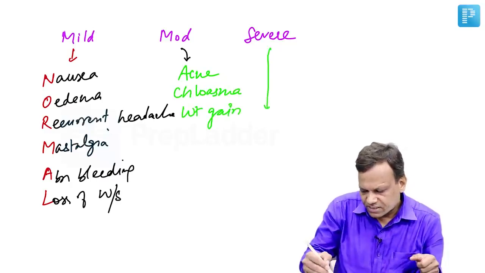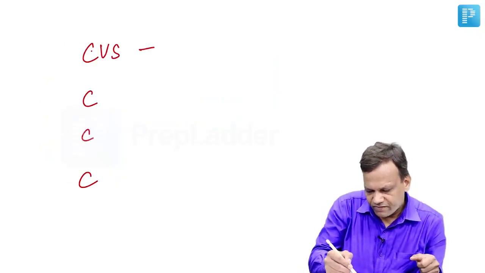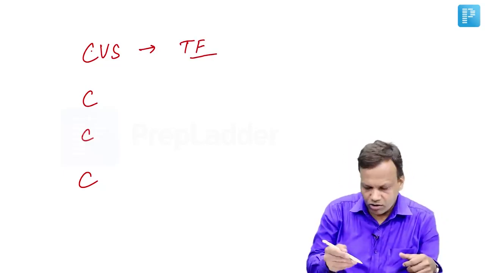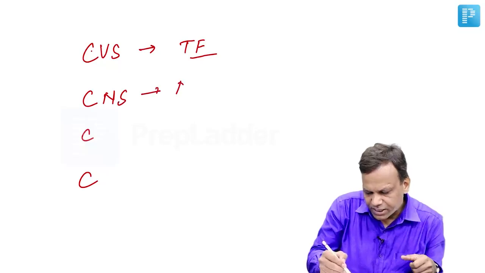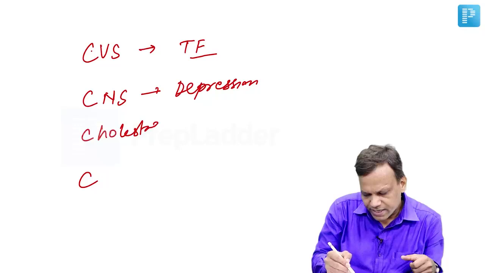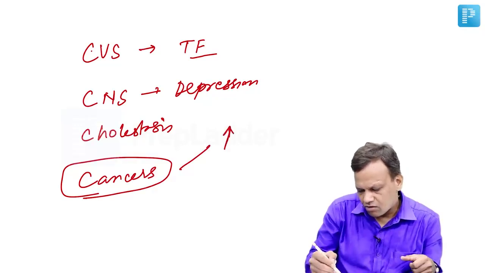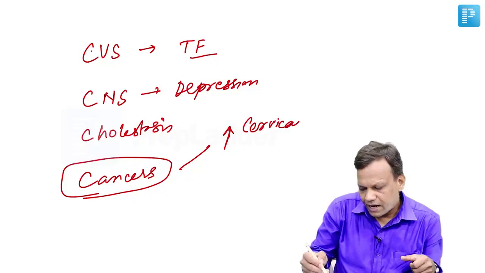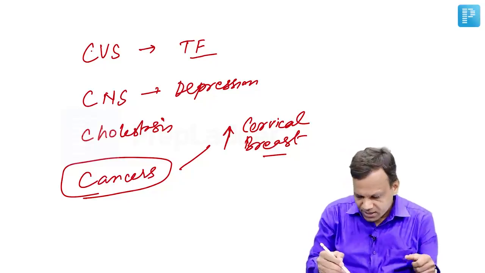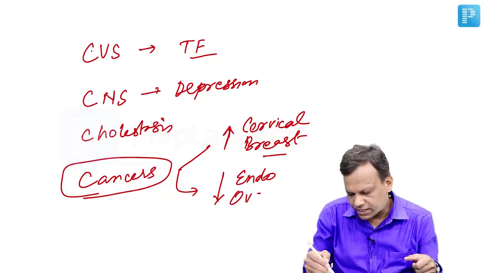Whereas severe side effects, you can remember them with 4 C's. Cardiovascular side effects, particularly increased risk of thromboembolism, myocardial infarction, stroke, DVT, all of them. CNS side effects like depression, they can unmask depression. Then cholestasis, they can cause cholestatic jaundice. And lastly, cancers. OCPs increase the risk of cervical and breast cancer. Breast cancer mainly with those OCPs which have high dose estrogen, but they can decrease the risk of certain cancers, like endometrial and ovarian cancer.